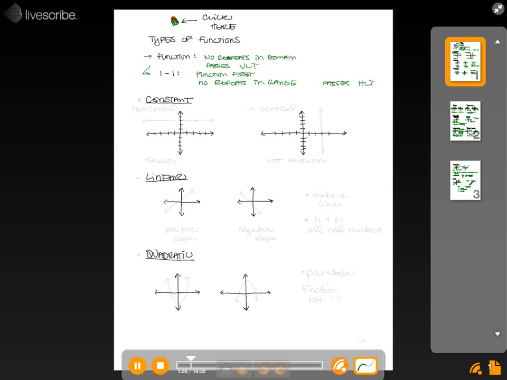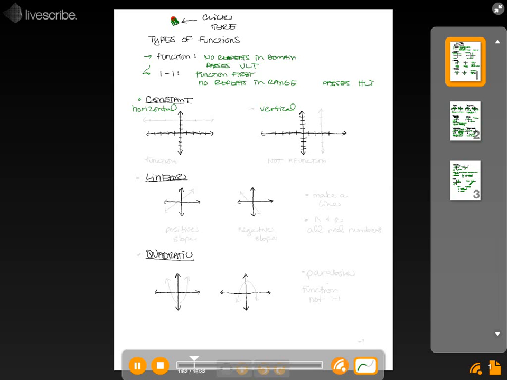So we're going to look at different types of graphs here, and the first type we're going to look at are constant functions. Now there are two types. You can have a horizontal constant function, or you can have a vertical constant graph, and there's a difference between the two, and we'll talk about why here in a second. Constant just means that it is the same number consistently. It's not going to change.